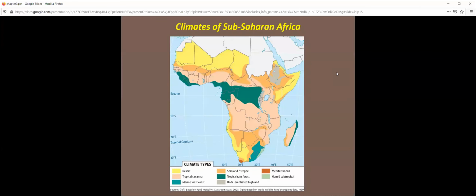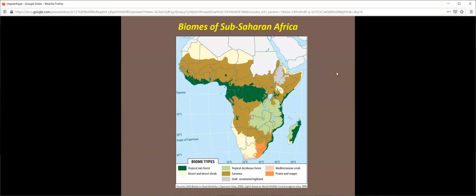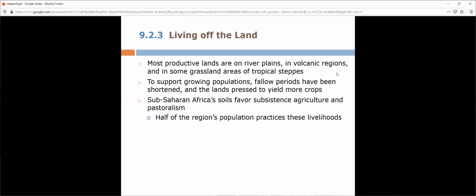The biome, as always, matches 1-to-1 almost with the climate. Where you get tropical rainforest plants in a tropical rainforest climate, where you can get desert shrubs in the desert. This should be unsurprising to everyone if you've been paying attention to these maps, right?